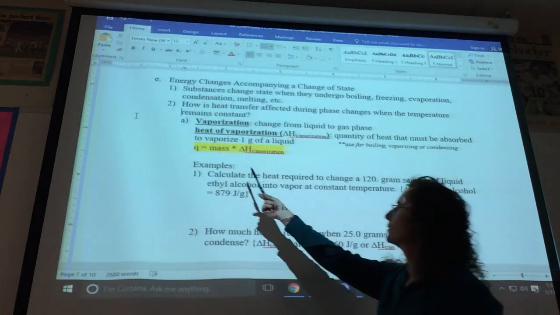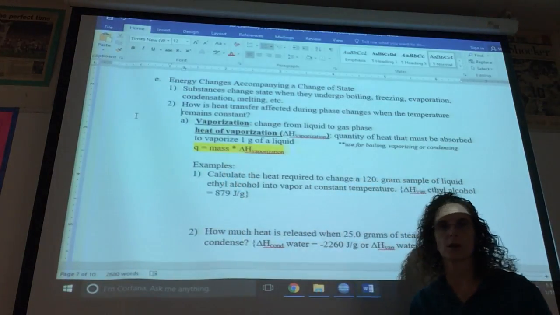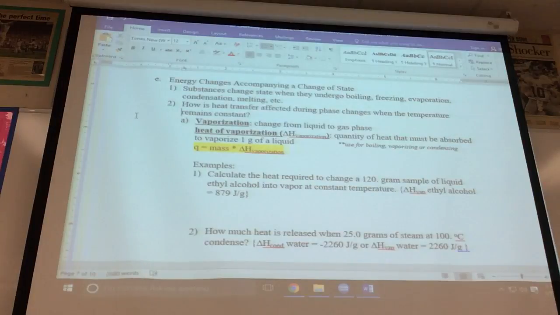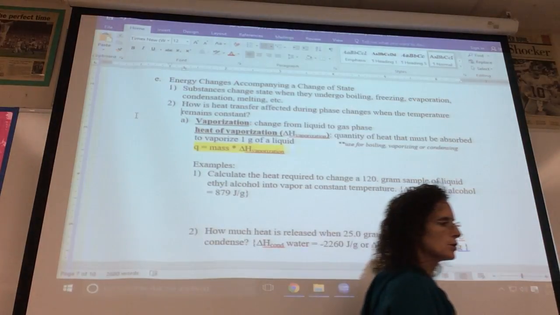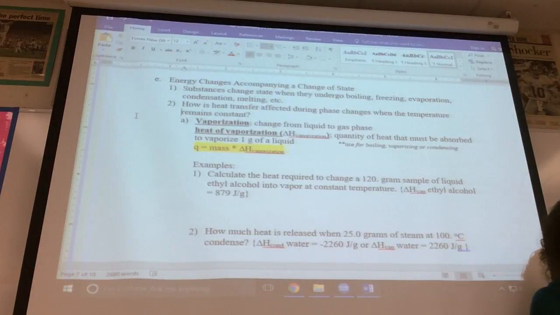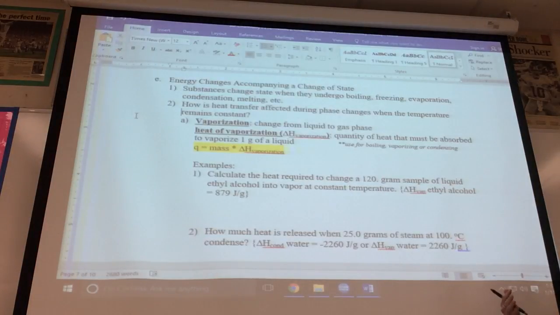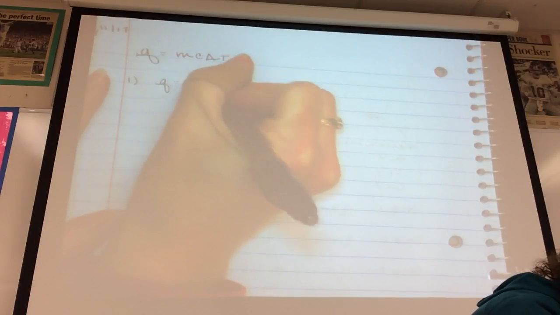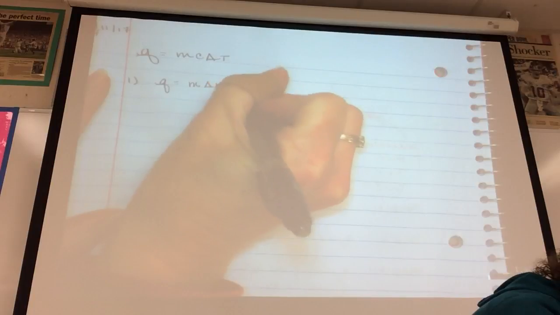To calculate this, you'd have Q is equal to the mass times the delta H of vaporization. The first example is very straightforward. It says calculate the heat required to change a 120 gram sample of liquid ethyl alcohol into vapor at constant temperature. Now they may indicate what the temperature is, but you don't need the temperature in this formula, because all it is is Q is equal to the mass, 120 grams, times the delta H of vaporization.